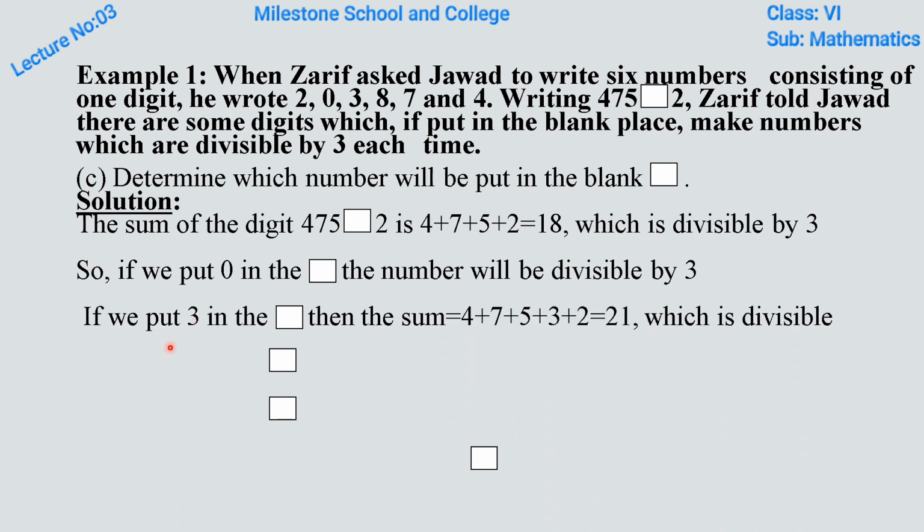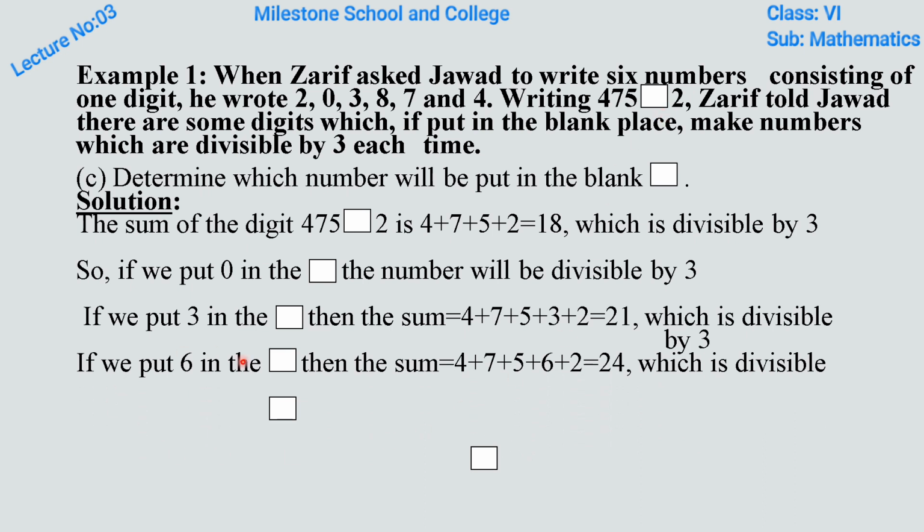Again, if we put 3 in the blank place, then the sum is what? As you can see, 4 plus 7 plus 5 plus 3 plus 2 equals 21, which is divisible by 3. That means we also can put 3 in the blank place. If we put 6 in the blank place, then the sum will be 4 plus 7 plus 5 plus 6 plus 2 equals 24, which is also divisible by 3. That means we can put 6 also in the blank place, my dear.